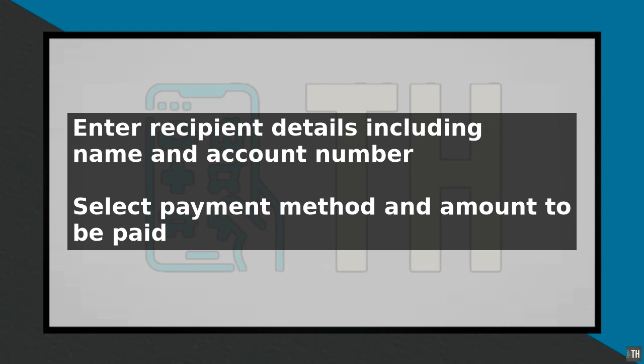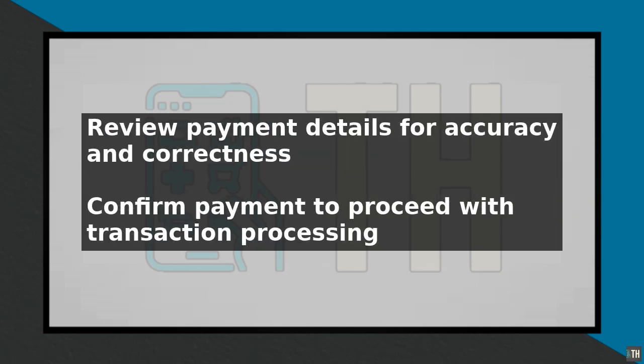To make a payment, tap on the Pay button, which is usually located at the bottom of the screen. Next, enter the recipient's details, including their name and account number or phone number. You can also select from your contacts or scan a QR code to make a payment.